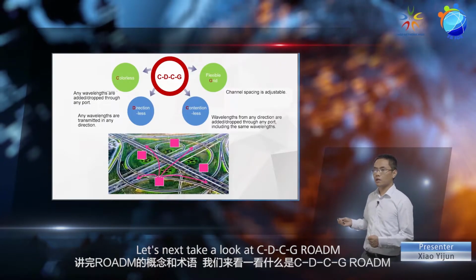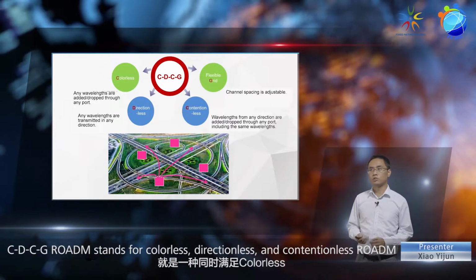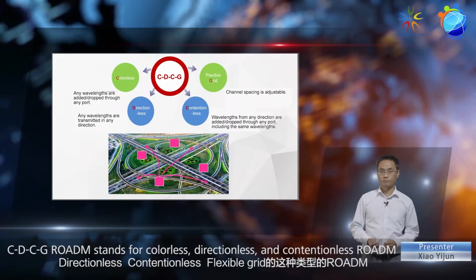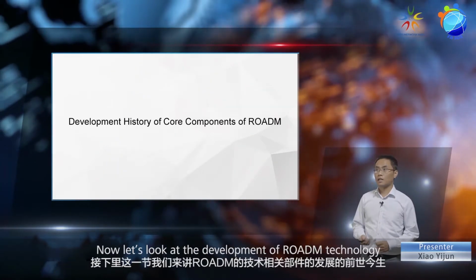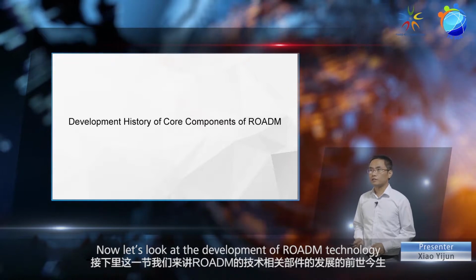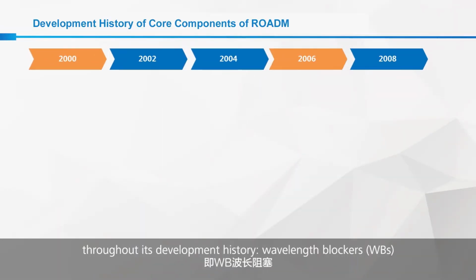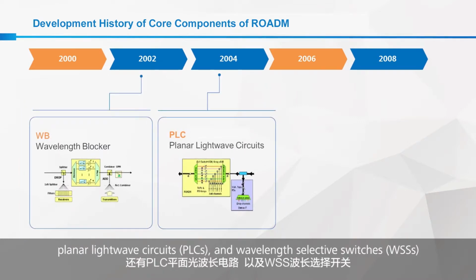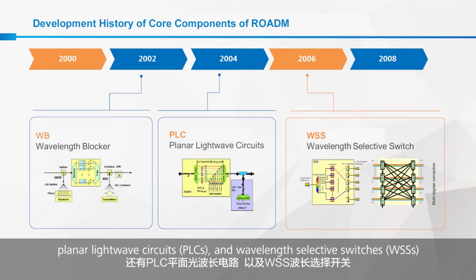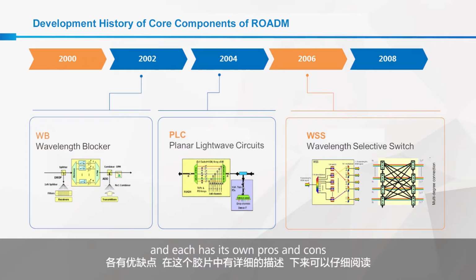Let's next take a look at CDCG ROADM. CDCG ROADM stands for colorless, directionless, and contentionless ROADM with a flexible grid. Now let's look at the development of ROADM technology. ROADM technology has involved three core components throughout its development history: wavelength blockers, planar lightwave circuits, and wavelength selective switches. These components are based on different technologies, and each has its own pros and cons.